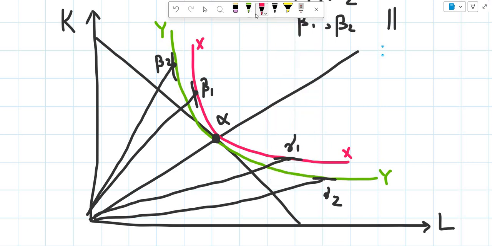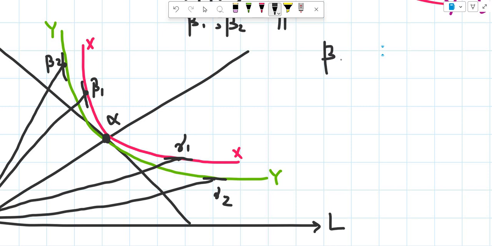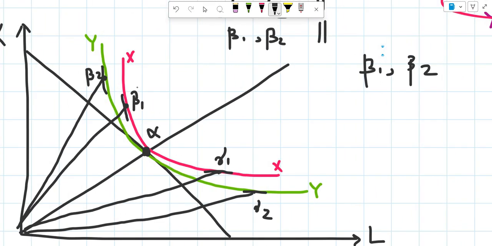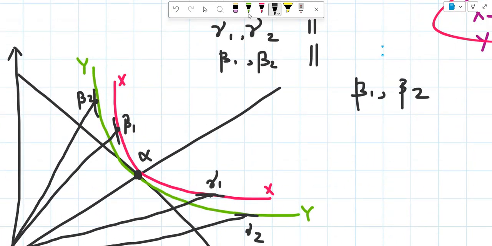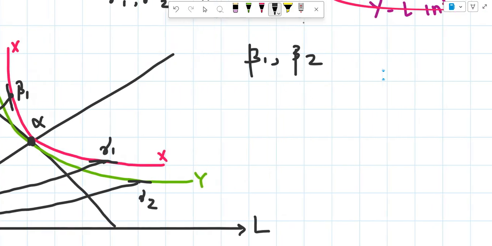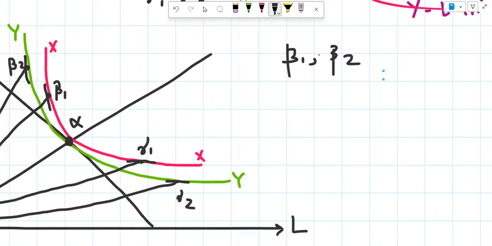Let's take a different color, or maybe let's keep the same color. Let's think about point beta 1 and beta 2. I said that these two black lines in point beta 1 and beta 2 are parallel to each other. And I just said that the slope basically considers the price ratio. In consumer behavior also we have the slopes considering price ratio, and even in producer behavior we have the slopes considering price ratios.